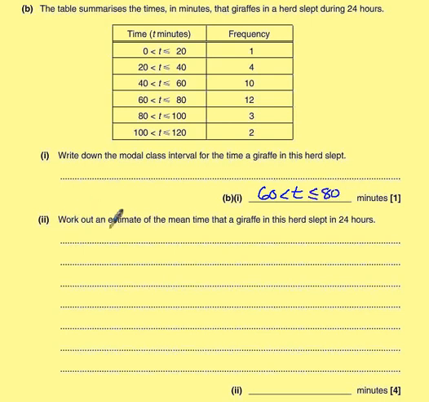Part 2. Work out an estimate of the mean time that a giraffe in this herd slept in 24 hours. Now, we don't know the exact times that they slept. We know this one giraffe slept for between 0 and 20 minutes. Let's estimate it at 10 minutes. And we'll use a calculator for each of these calculations, even though some of them are straightforward. So 4 giraffes slept for an estimate of 30 minutes, halfway between 20 and 40, because we don't know the exact times.